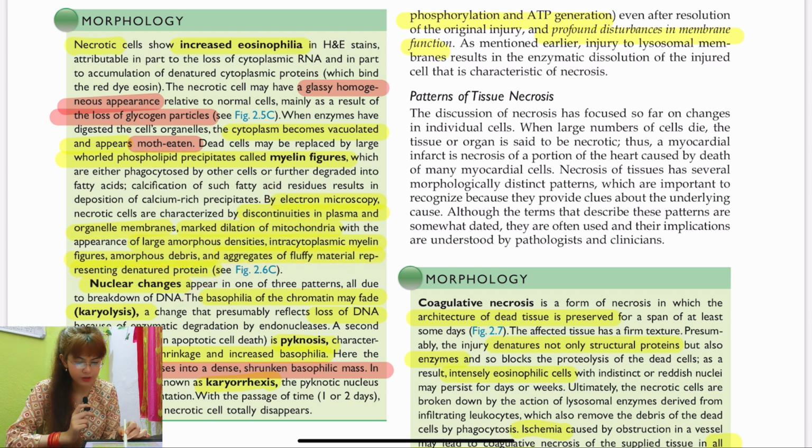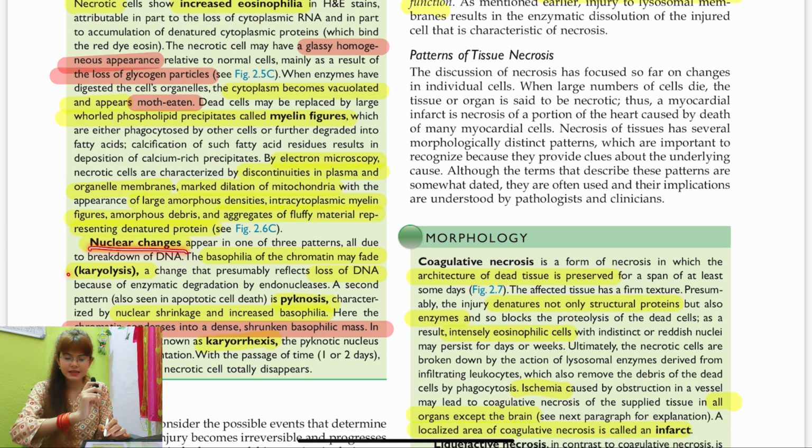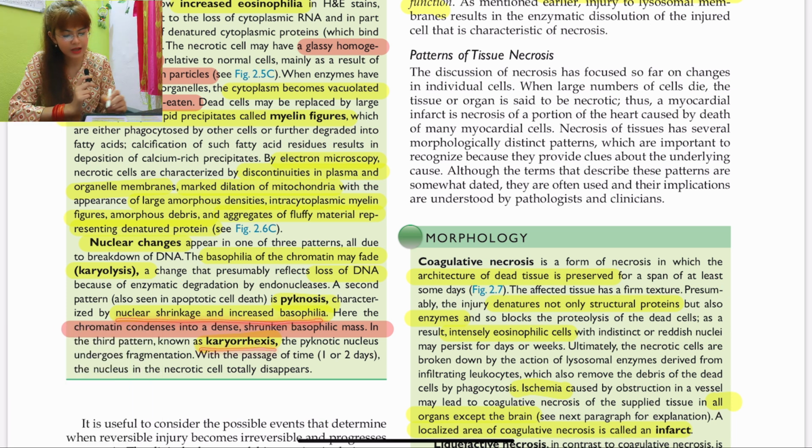Very important points. Okay, now, nuclear changes, as I said, there's going to be karyolysis, which is the loss of the DNA, pycnosis, which is the nuclear shrinkage and increase in basophilia, and karyorrhexis, which is ultimately the fragmentation. So please understand, very importantly, the chromatin here is getting condensed into a dense shrunken basophilic mass.